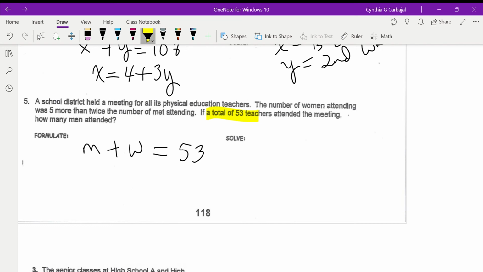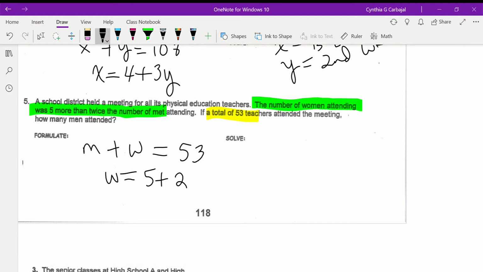Then the other equation comes from this sentence right here. The number of women attending was 5 more than twice the number of men attending. So again, it's always easier to start with the one that's more. So women attending was, oh, there's a keyword for our equal sign, 5 more than twice, so 2 times the number of men. So we know more than is addition and twice is times 2. Times 2 what? Men.